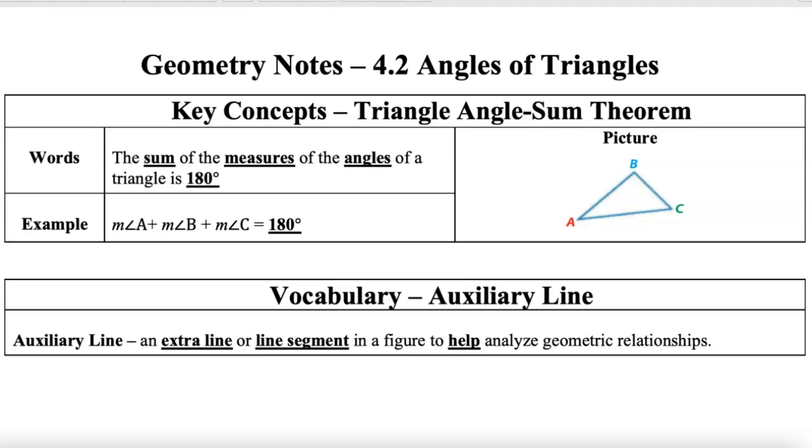Hi everyone. Today we're going to be talking about angles of a triangle, and specifically it's called the triangle sum theorem. And basically what it says is if we were to take the inside angles of any triangle, it always adds or sums to 180 degrees.